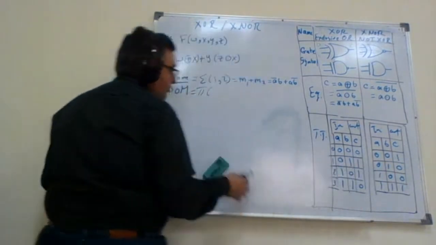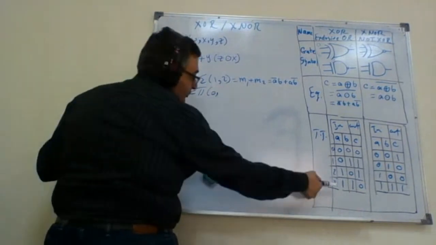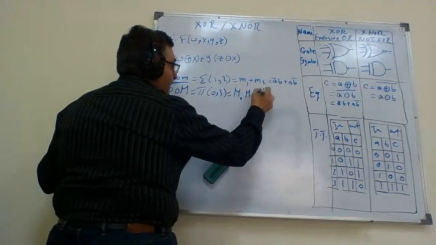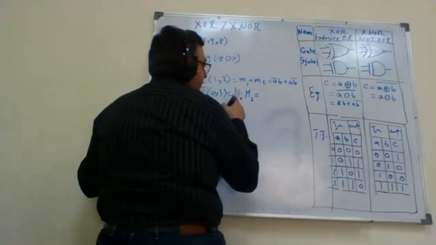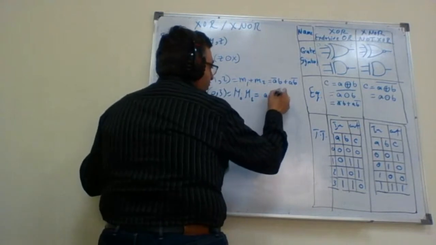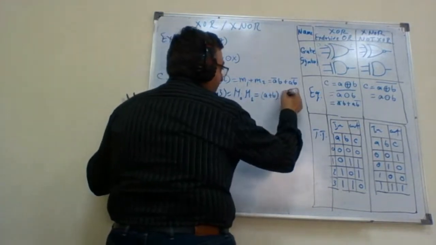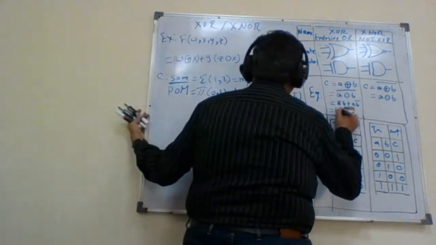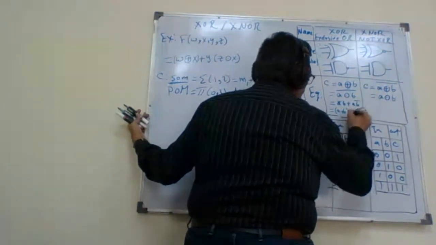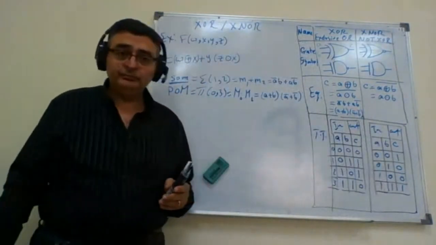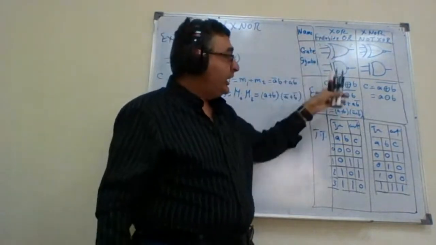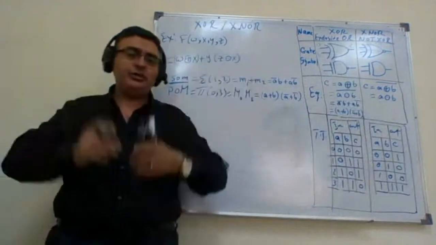0 at designator 0 and 0 at designator 3. So it can be written as M0 dot M3. In equation form, M0 is A or B, and M3 is A bar or B bar. So another equation for the function is (A or B)(A bar or B bar). Now we have for the XOR two gate symbols and four different ways to write its equation.